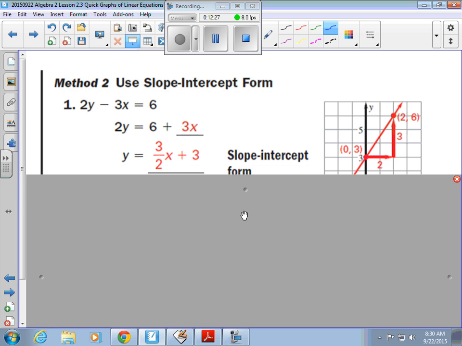So 6 divided by 2 is 3. Notice it's in slope-intercept form here, though. And 3x divided by 2 is 3 over 2 x. So you have mx plus b now. Begin, just like we did a minute ago, at 3. So here is your first point. Slope tells you to go up 3 and to the right 2. Up 1, 2, 3. And to the right once, twice. Second point. Draw your line through the 2 points. That's the other method.